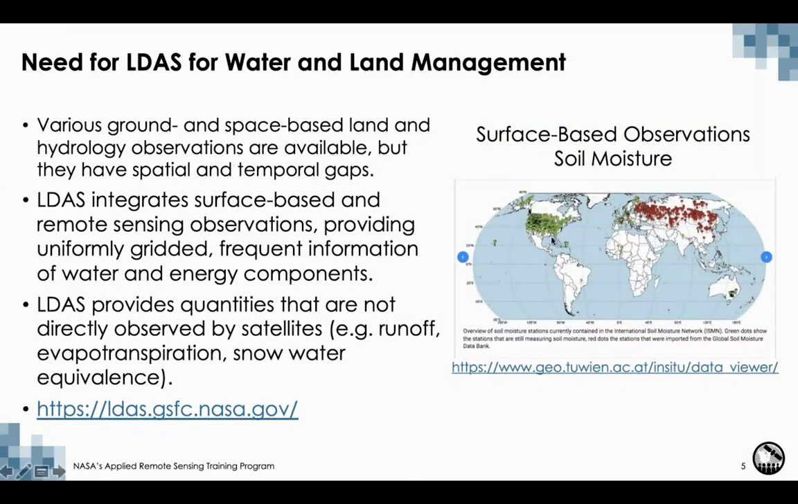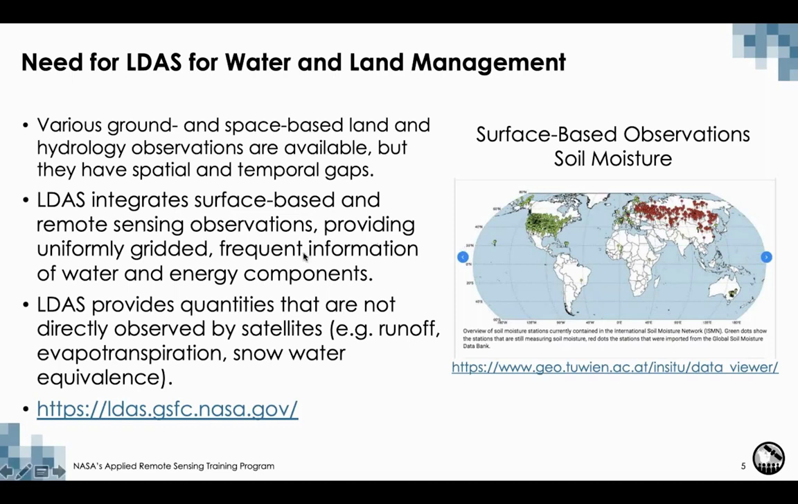Another reason is if you look at surface-based observations as an example shown here on the right-hand side, these are soil moisture observations. As you can see, there are various ground and space-based land and hydrology observations, such as in this case, soil moisture. There are also precipitation, evapotranspiration, land surface temperature data are available, but they have spatial and temporal gaps. As you can see, most of the world is not covered by in situ data when it comes to soil moisture. Sometimes, even if the data are available, they're not really distributed to everyone to understand better.